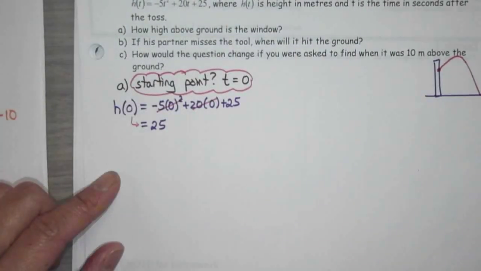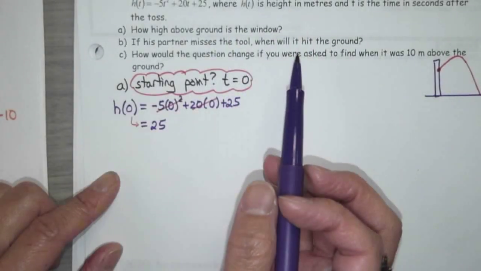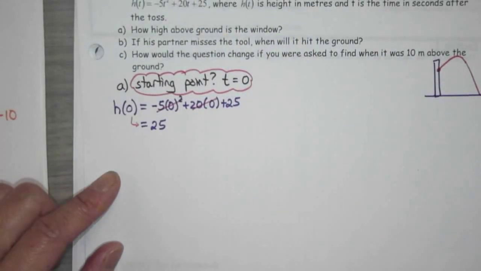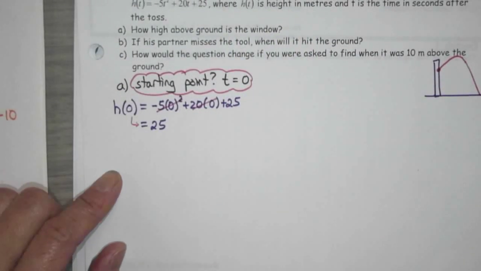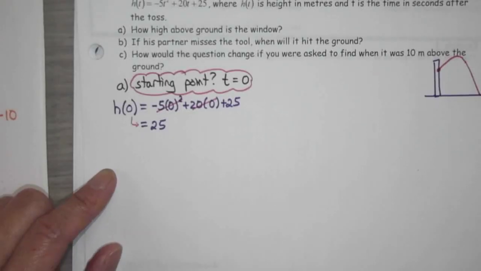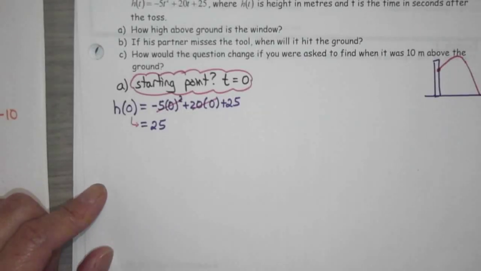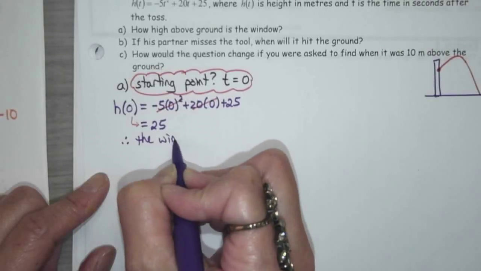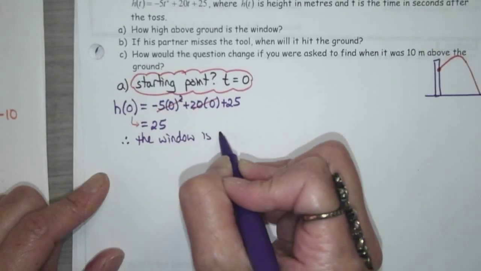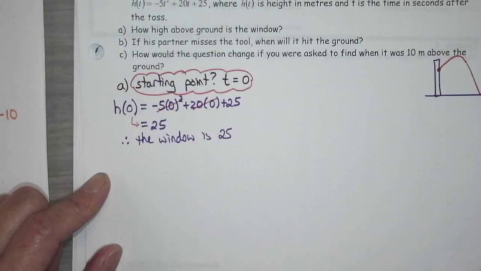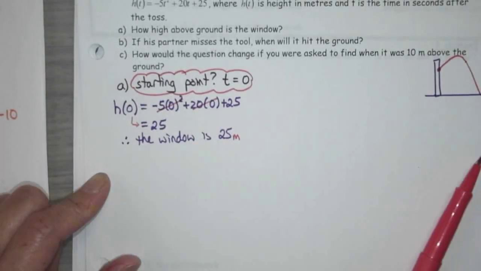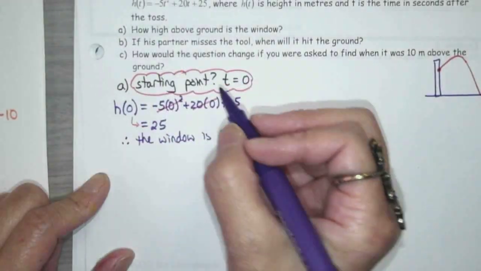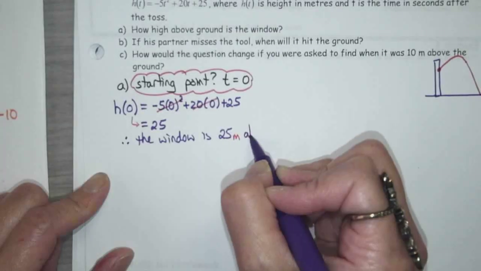Anything with words, I want the answer with words back. No symbols in your answer, not equals. So use words. If you're not sure, a quick sentence is never wrong. So I'm going to say, therefore, the window is 25. What do I need? Meters. Good. Meters above ground. How high above the ground? So above ground.